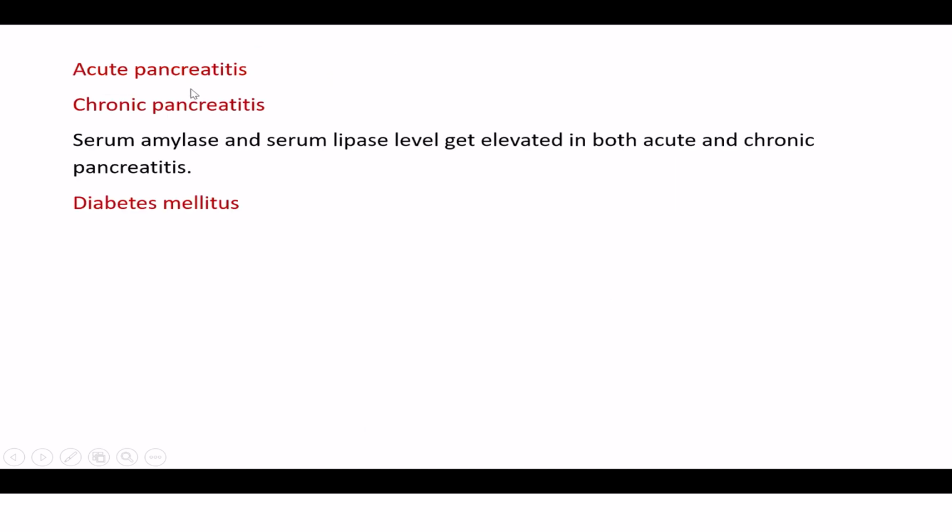Acute pancreatitis is an acute medical emergency, a life-threatening condition where the pancreatic digestive enzymes are released into the blood, and whenever they come in contact with surfaces, they start digesting any organ, which results in multi-organ failure. In pancreatitis, serum amylase and serum lipase levels get elevated, in both acute and chronic pancreatitis. Then diabetes mellitus, which is one of the largest non-communicable diseases, and which will have life-threatening complications if left untreated.